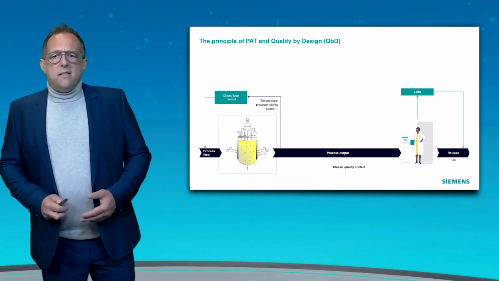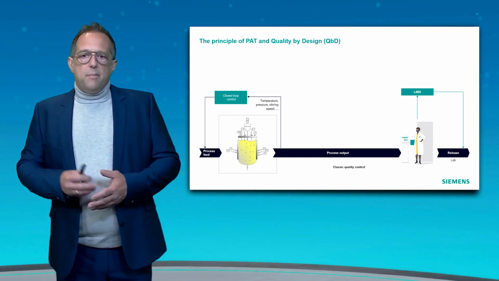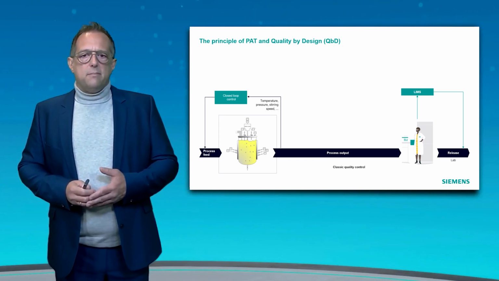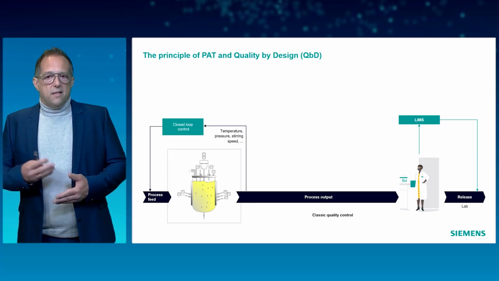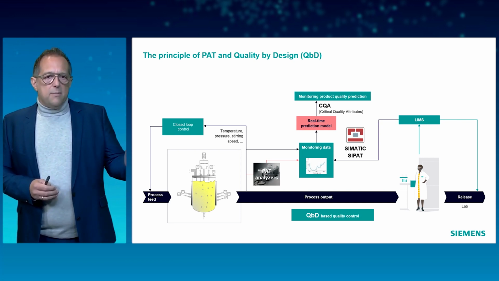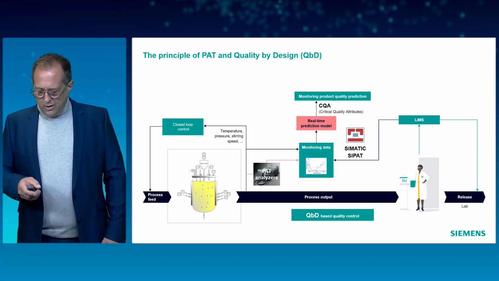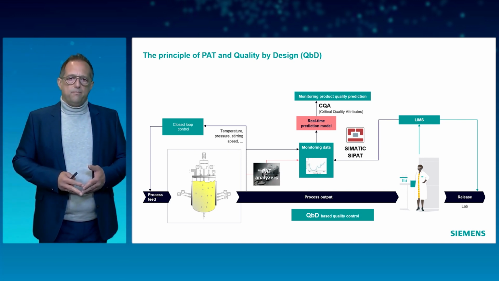So let's look at it in a more practical way, and let's have a look at the batch process in pharma. Typically, there will be a control system on top of that, making sure that the process is managed based on the traditional process control sensors, like temperature, pressure, speed, etc. And then we are taking samples to the lab and having them analyzed. That is the quality by inspection approach that we want to get rid of, and we want to move into the direction of a quality by design-based approach.